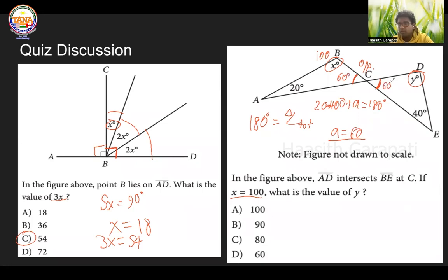And since these two angles are congruent, we get 60 over here. And oh, look at that. We can do y plus 60 plus 40 is equal to 180, and we'll solve for y is equal to 80. So C is the correct answer here.